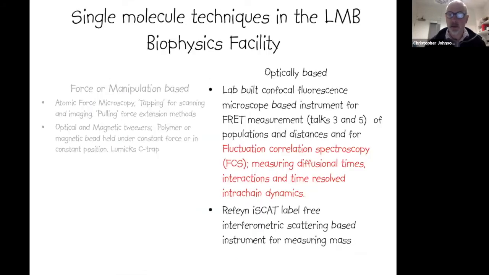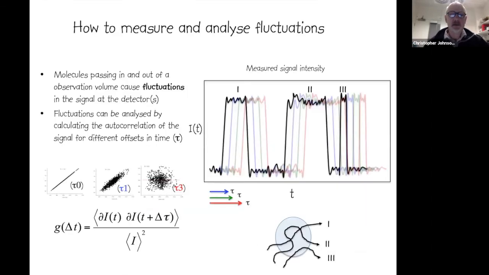another story. So coming on to fluctuation correlation spectroscopy, which can be used for measuring diffusional times and looking at interactions. This is typically what the signal coming from the APD might look like. And we have to consider how we're going to measure and analyze these fluctuations. So molecules that pass in and out of the observation volume cause fluctuations in the signal at the detectors.